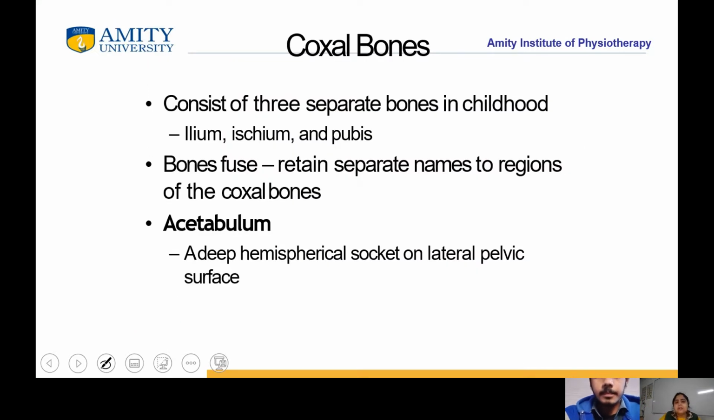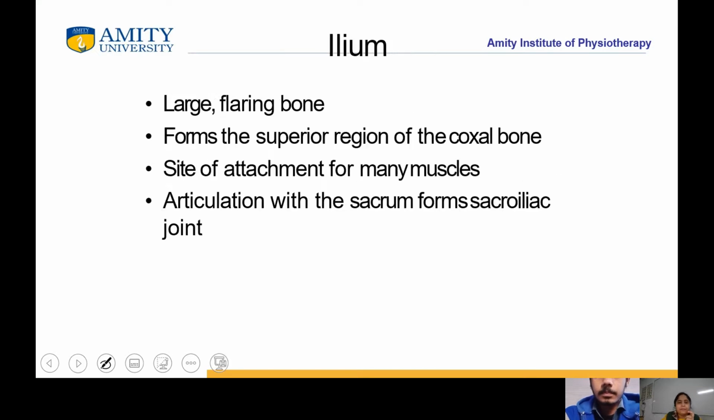The coxal bones consist of three separate bones in childhood, that is ilium, ischium and pubis. When the bones fuse, they retain separate names for regions of the coxal bone. So there is an acetabulum. What is the significance of this acetabulum? It is a deep hemispherical socket on the lateral pelvic surface.